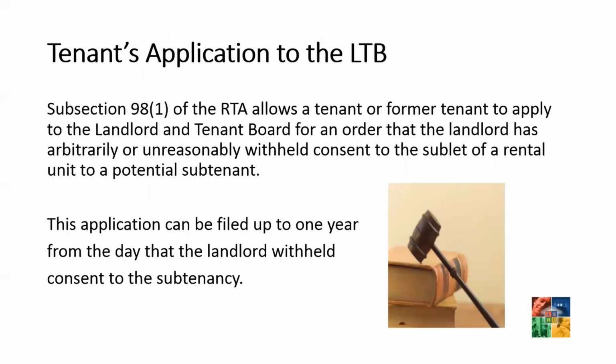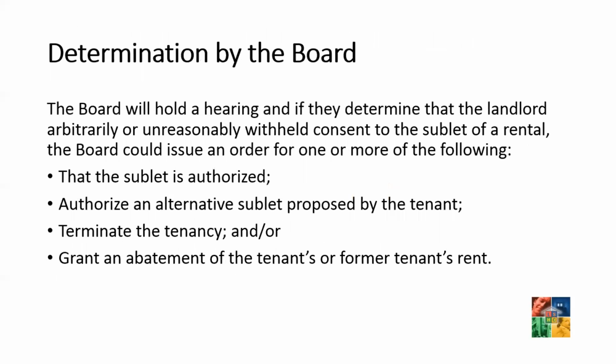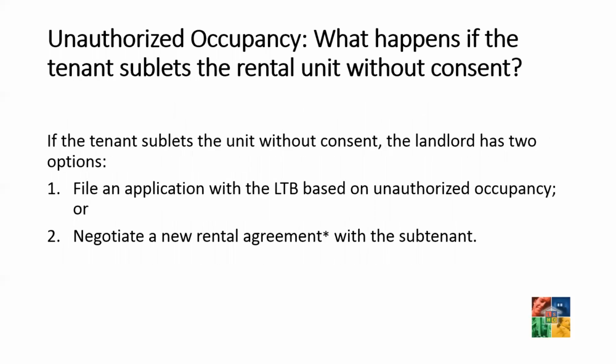If the tenant feels that the landlord arbitrarily or unreasonably withheld consent for a sublet, the tenant can file an application with the Landlord and Tenant Board. A hearing will be held by the board to determine if the landlord was unreasonable. The board has the power to order one or more of the following: authorization of the sublet, authorization of a different sublet proposed by the tenant, termination of the tenancy, an abatement of the tenant's or former tenant's rent.